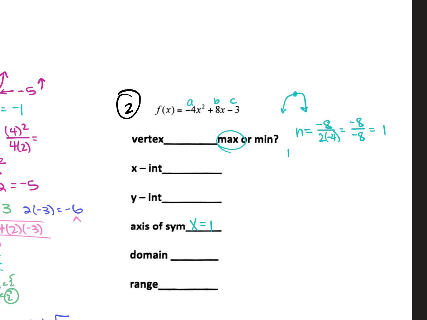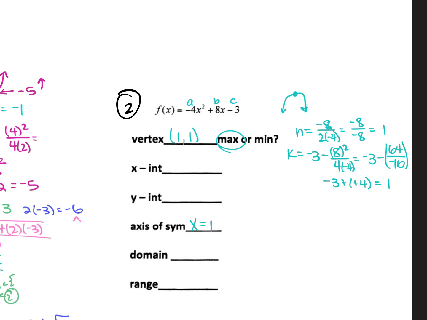For your k, we have c, which is -3, minus b squared, so 8 squared over 4 times a, which is -4. So it's going to give us -3 minus 64 over -16. The 64 over -16 is what? -4, so -3 minus -4 is -3 plus 4, which is 1. So your vertex is 1, 1.